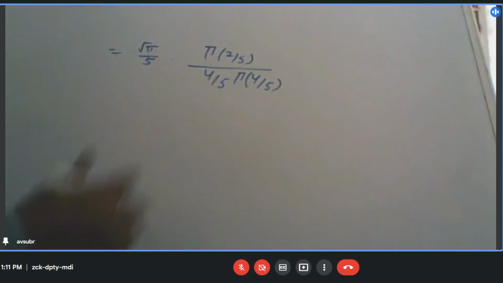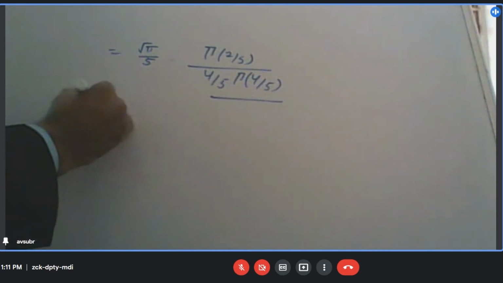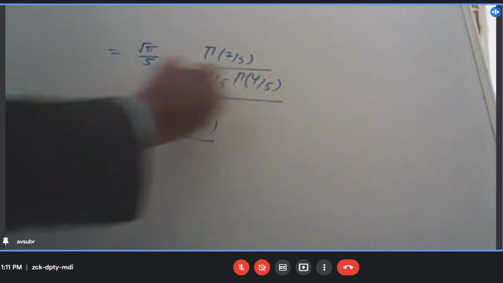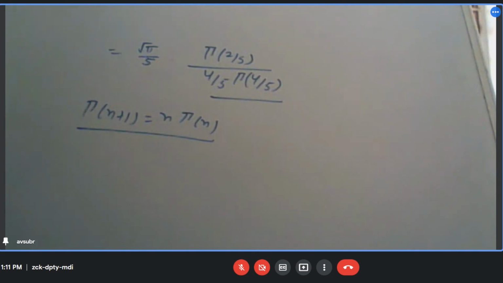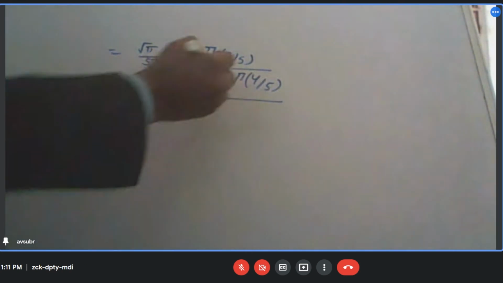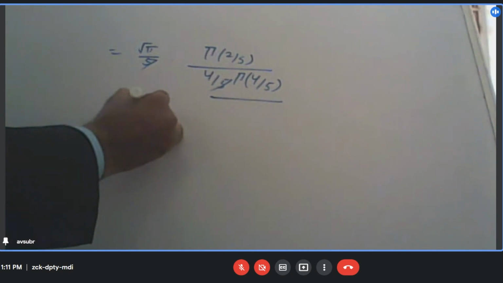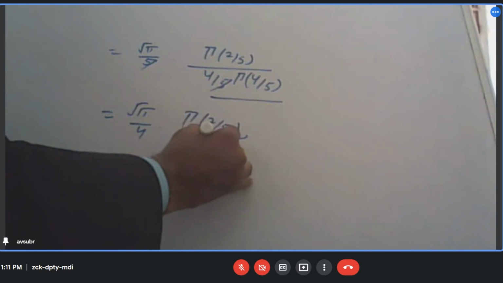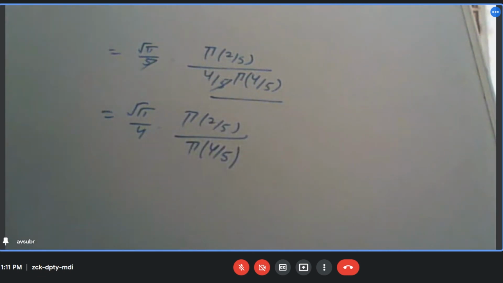So I can write it like this. Gamma n plus 1 is equal to n gamma n, फॉर्मूला से लिख सकते हैं ना इसको हम ऐसे. Yes sir. ओके. सो 5 और 5 कैंसिल हो गया तो हो गया √π/4 इंटू गामा 2/5 बाई गामा. ठीक है? क्लियर? Yes sir. ओके. All right.